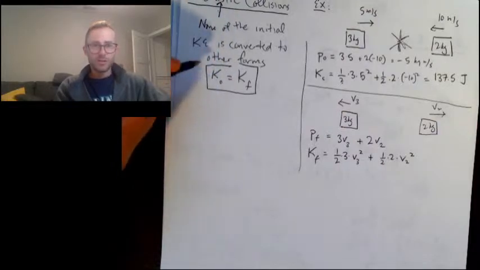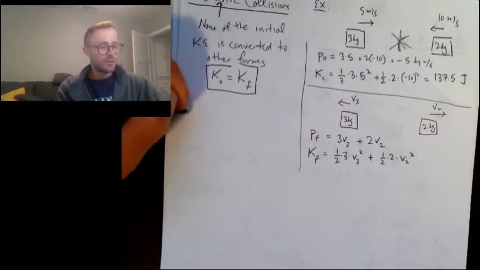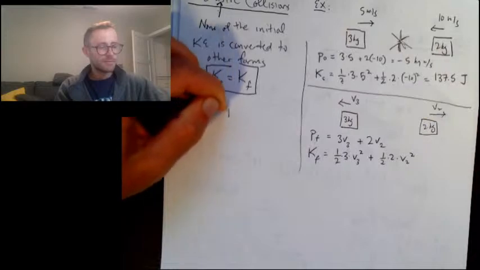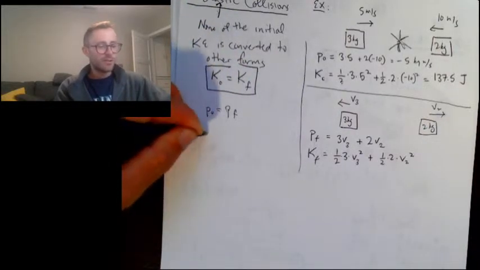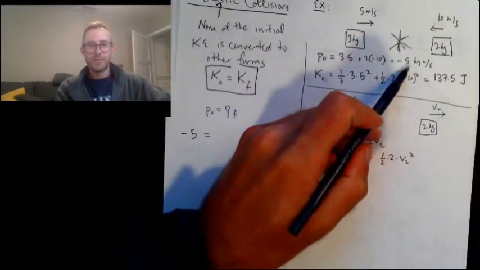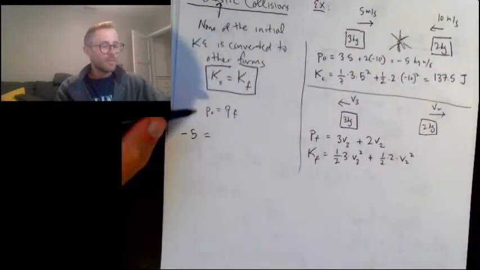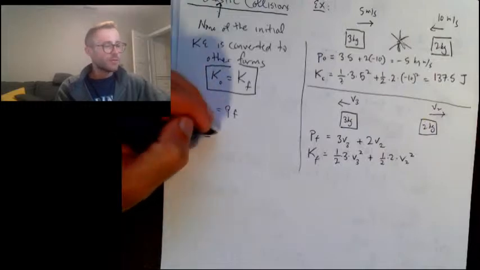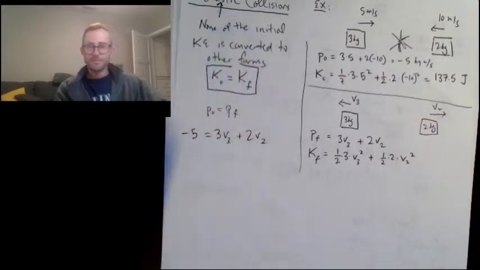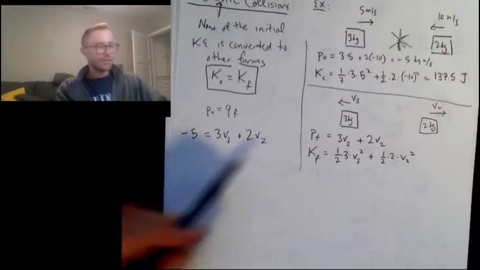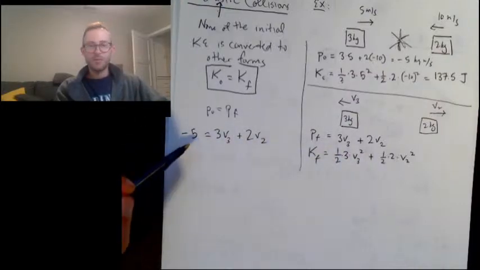One of our equations is going to be P initial equals P final. So that would be -5, because the initial momentum is -5, equals 3v3 plus 2v2, because that's the abstract expression for the final momentum.